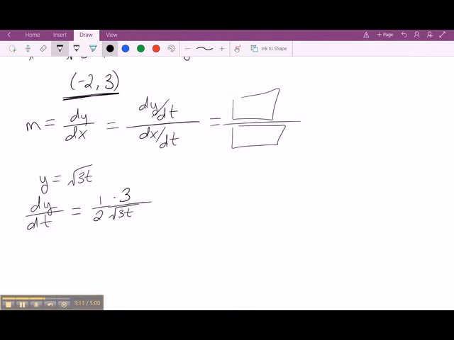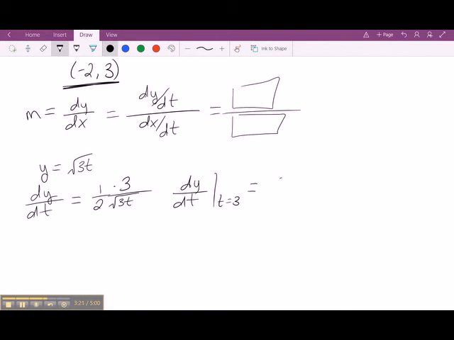And then let's go ahead and find this at t equals 3, because we know where we're working at, so we might as well plug that in. So we have 3 halves, and then we have 3 times 3 in the bottom, so we'll have 3 over 2 times 3, which is a half. So dy dt at t equals 3 is a half. So this is the numerator of the slope at t equals 3, because I'm going to go ahead and plug in my 3 as I go along.